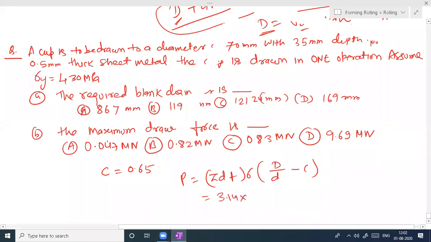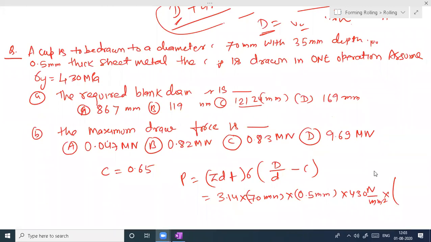3.14 into diameter 70 mm into thickness 0.5 mm into 430 Newton per millimeter square into blank, which is this one, 121. So it is 121 divided by 70 minus 0.65. What is that value?